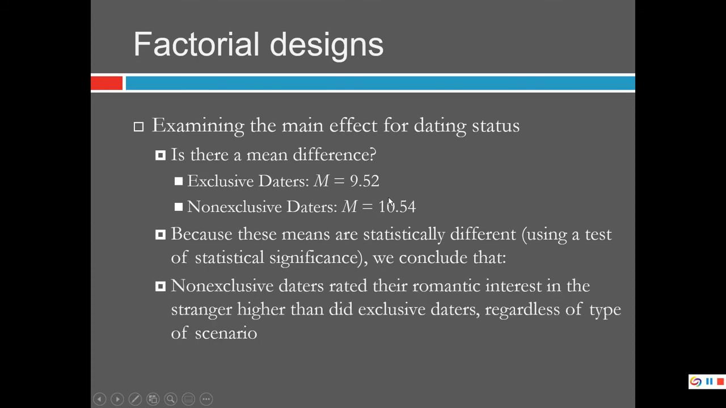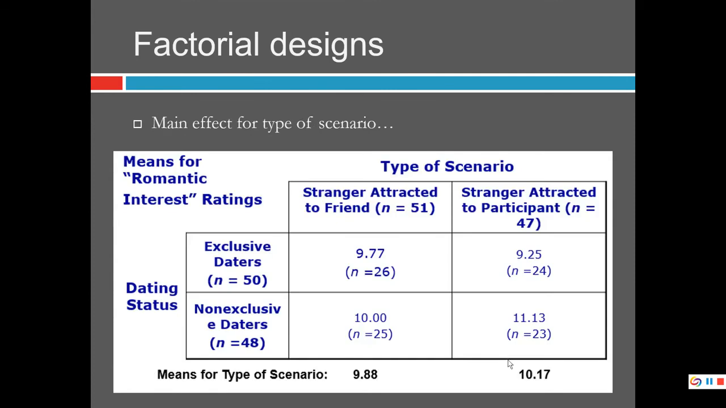So if you did find that these were significant, then your conclusion about the main effect of dating status is that non-exclusive daters rated their romantic interests higher toward the stranger than did exclusive daters across these different types of scenarios. So the main effect for your first variable, dating status, seems to be significant and actually make a difference, or there is a main effect for dating status. Okay, so that's dating status. What about the other one?